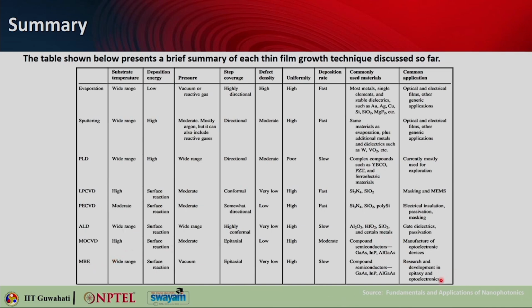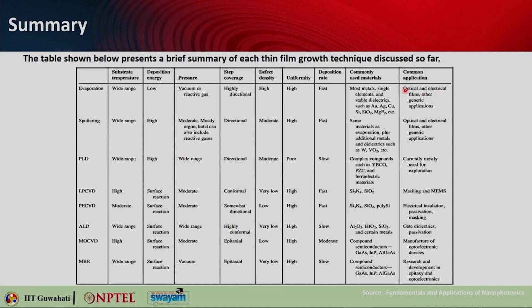When you talk about MBE, these are typically compound semiconductors like gallium arsenide, indium phosphide and aluminum gallium arsenide. With MOCVD, you can again use similar kinds of compound semiconductors. Atomic layer deposition is useful for alumina, hafnium oxide, silicon dioxide and certain metals. Silicon dioxide can also be deposited by low pressure CVD or plasma enhanced CVD. Polysilicon can be done by PECVD. Pulsed laser deposition can do complex compounds, as we mentioned; though it is slow, this method alone allows us to develop complex compounds like PZT, YBCO and other ferroelectric materials. So these are the different applications.